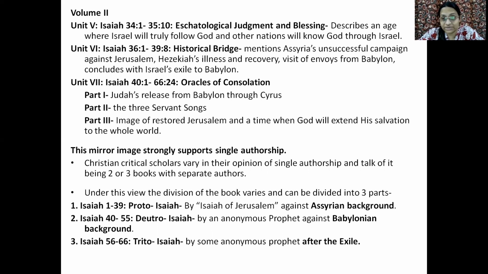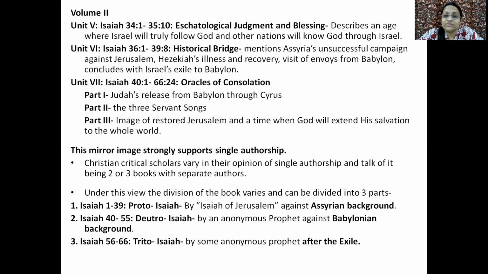Then we see the sixth unit, Isaiah 36 verse 1 to 39 verse 8. It is a historical bridge. Here he mentions Assyria's unsuccessful campaign against Jerusalem at the time of Hezekiah. If you remember, Hezekiah's illness and his recovery, the visit of envoys from Babylon, and then he concludes with exile to Babylon, how they will go into exile in Babylon.